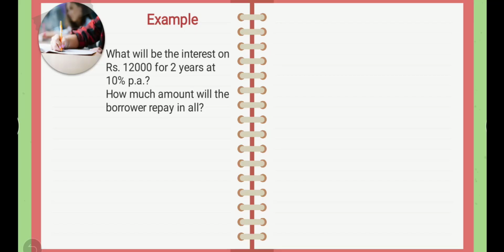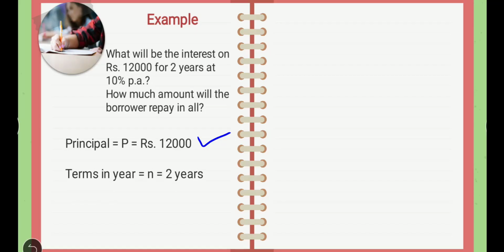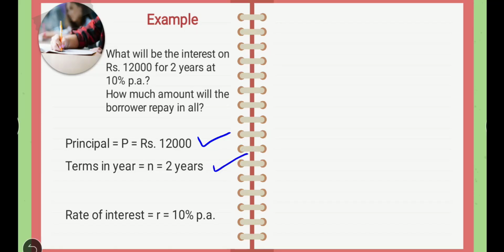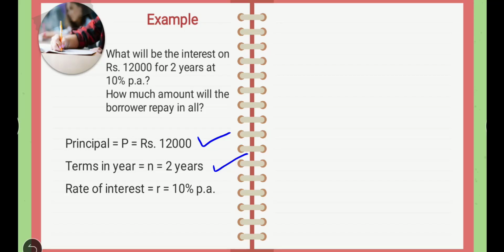So this is the first question. And what is the second question? How much amount will the borrower repay in all? So read the question carefully. Write down the given in the example. So what is given in this example? The principal is given, which is 12,000. Then term in years, n is equal to 2 years. So number of years, 2 years. Then rate of interest is also given, 10% per annum.